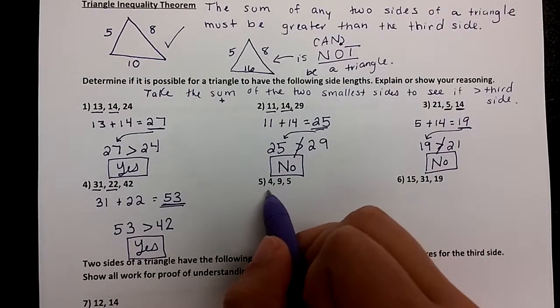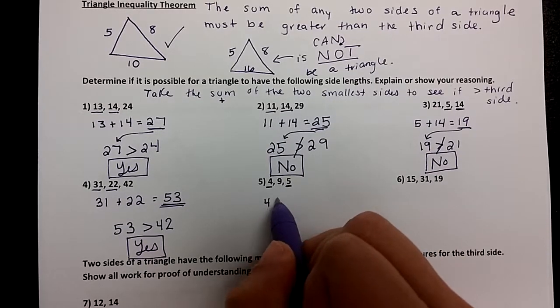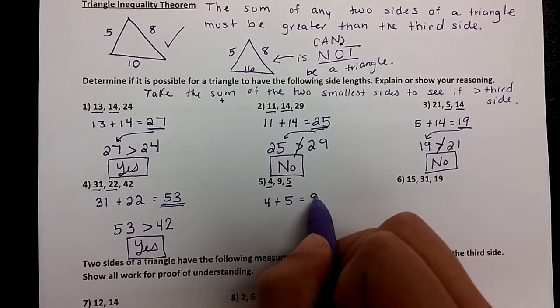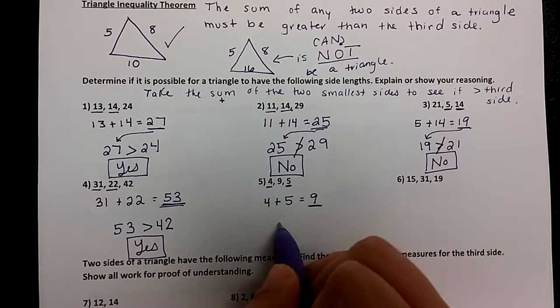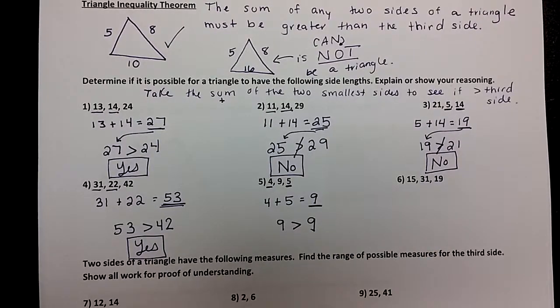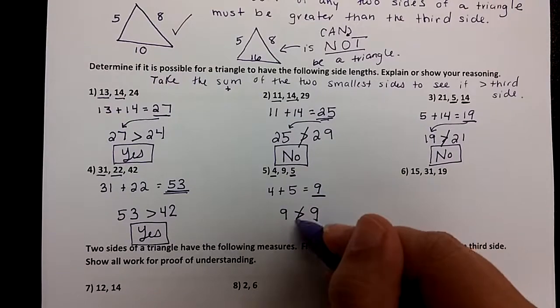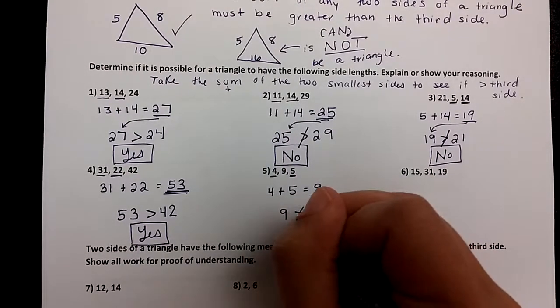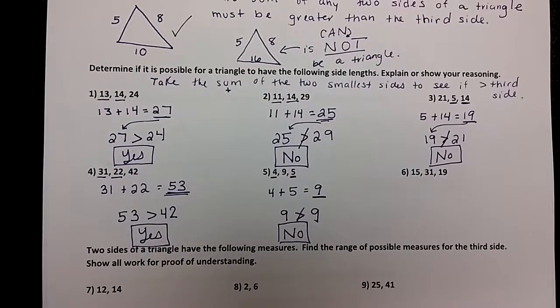Number 5, the two smaller sides are 4 and 5. So I'll add those. 4 plus 5 is 9. So now we're going to see, is 9 greater than the third side option, which is also 9? And this sometimes will stump people, but it's strictly greater than. It's not greater than or equal to. It's greater than. 9 is not greater than 9. So this is an example of no, it is not possible for it to be a triangle.